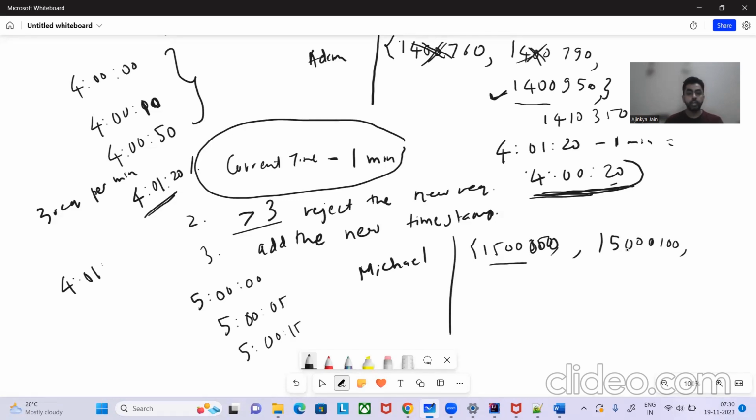So again, we'll see the first step. Okay, we don't have older timestamps, it is within 1 minute only. Consider this current timestamp. Within 1 minute only, we have all the timestamps. Second step is less than 3. It is still less than 3 requests, we have 2 requests only. So we'll add this as well, right?